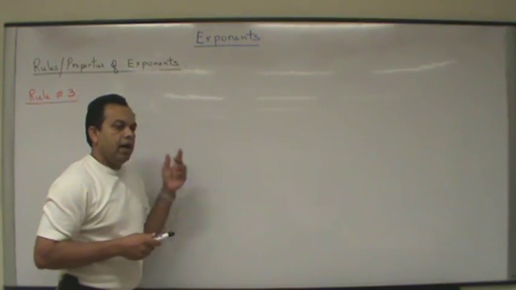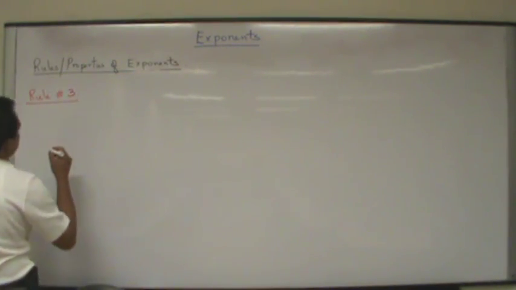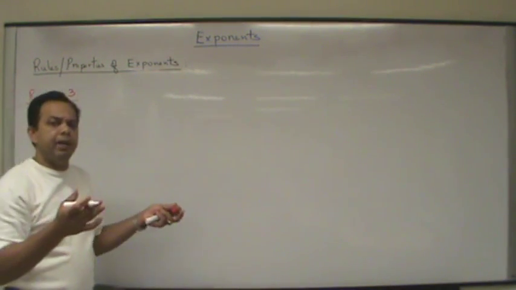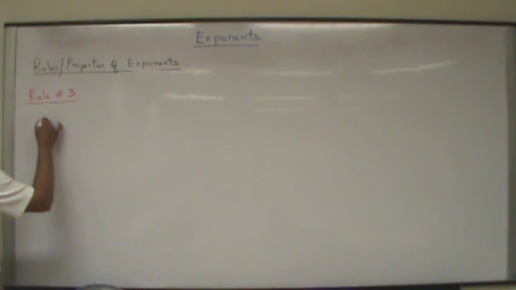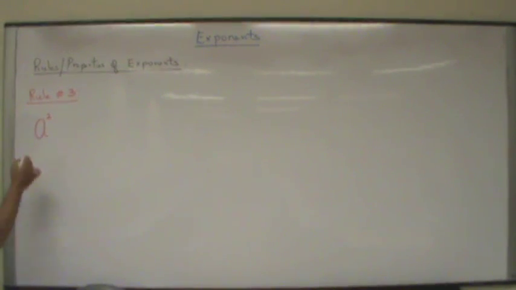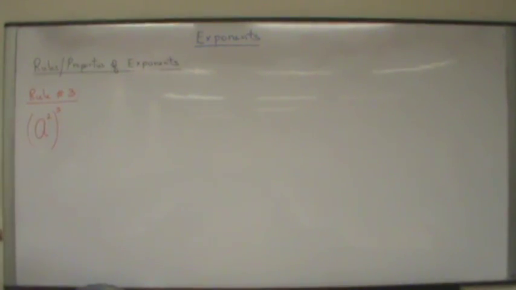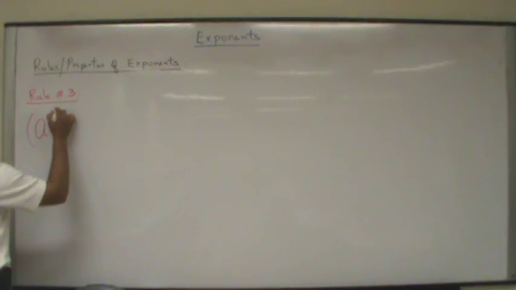Okay, we'll now look at our third rule of exponents, and this rule is exponents raised to an outer exponent, or an exponent raised to an exponent. For example, if I have a to the second power, and I raise all of that to, let's say, the third power. So an exponent raised to an exponent. Well, I don't want to use numbers for the rule, so how about if I use n here and m here? What do we do?